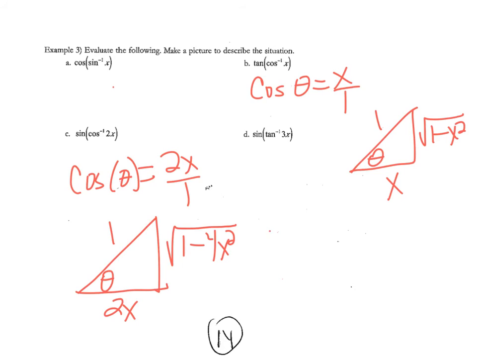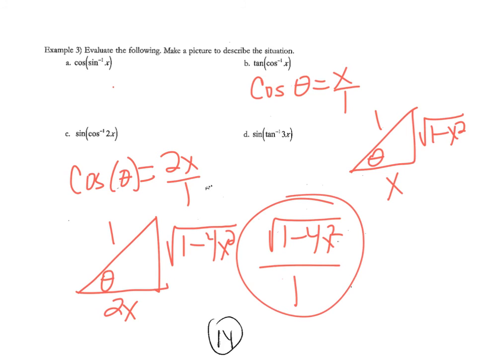So the sine will be the opposite, which is the square root of 1 minus 4x squared, over 1 if you want, and that's that. And then we'll do d, which is kind of interesting.